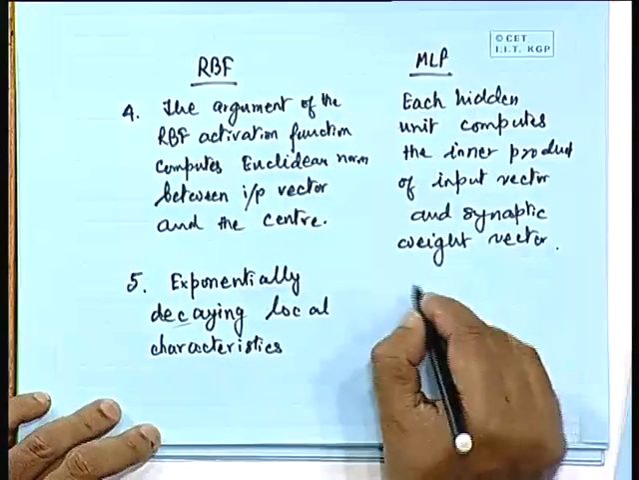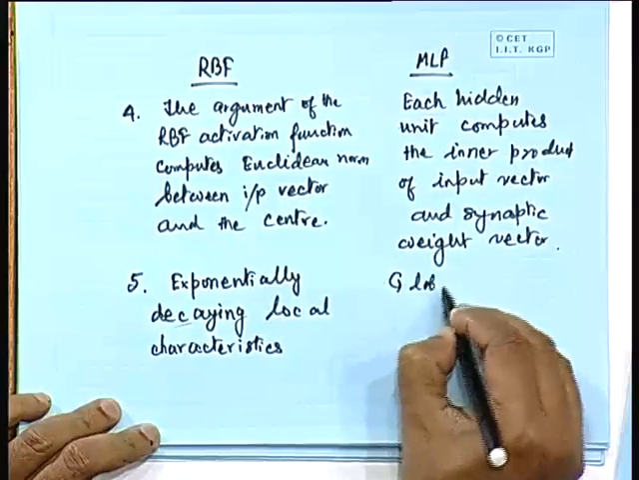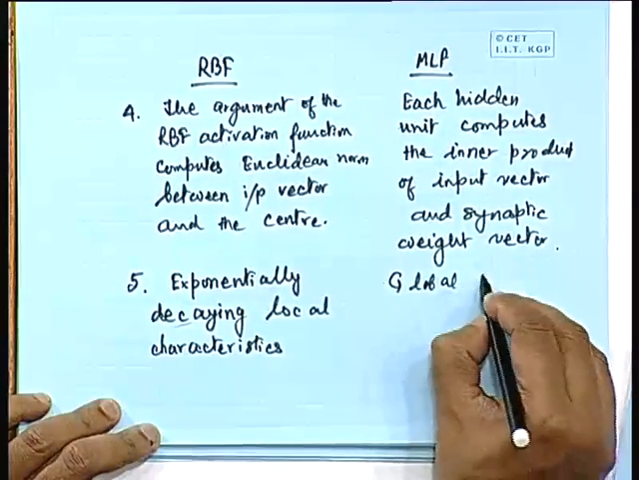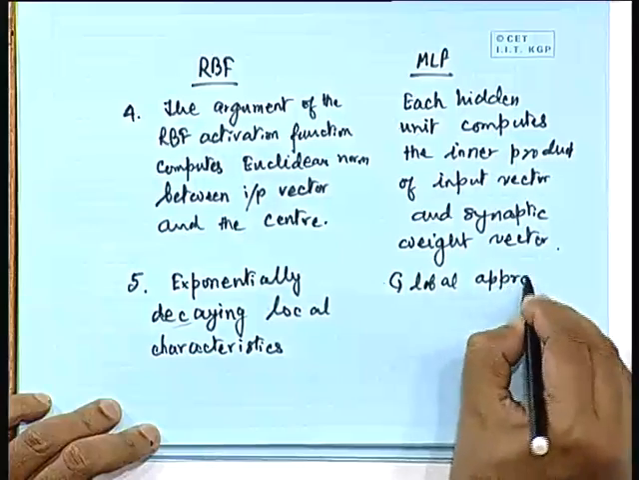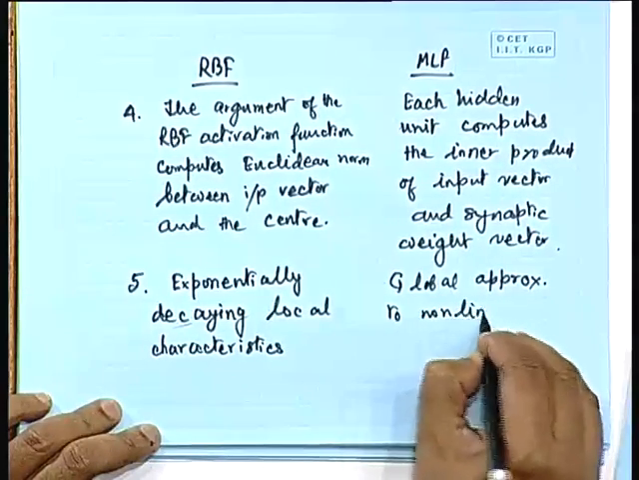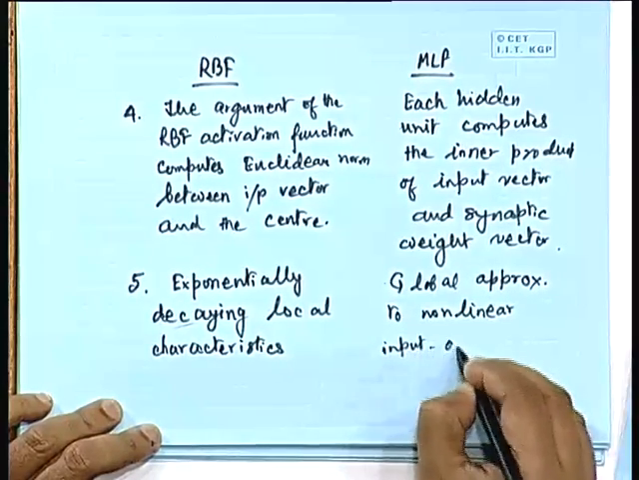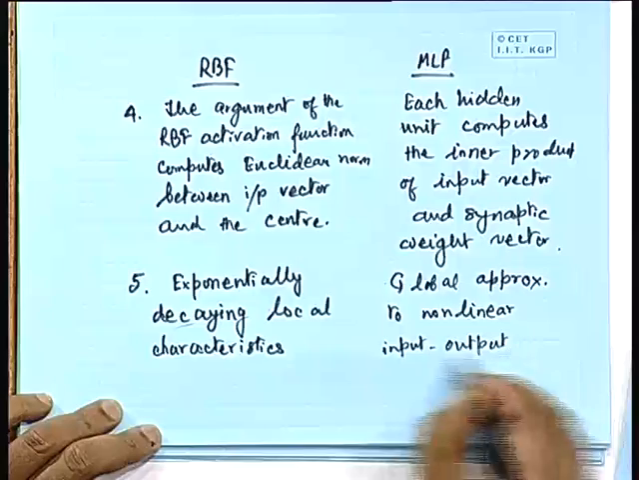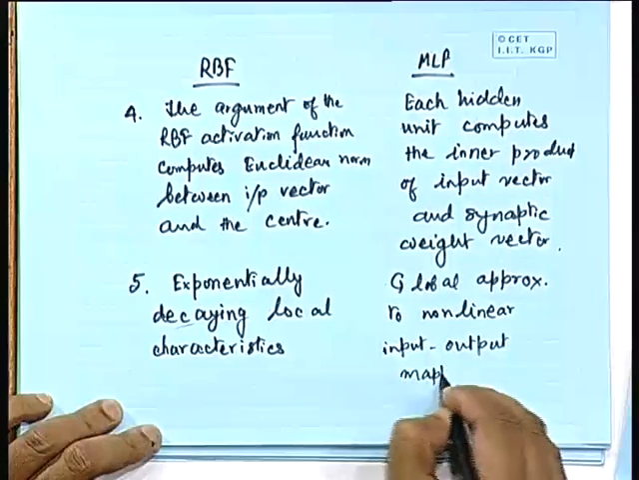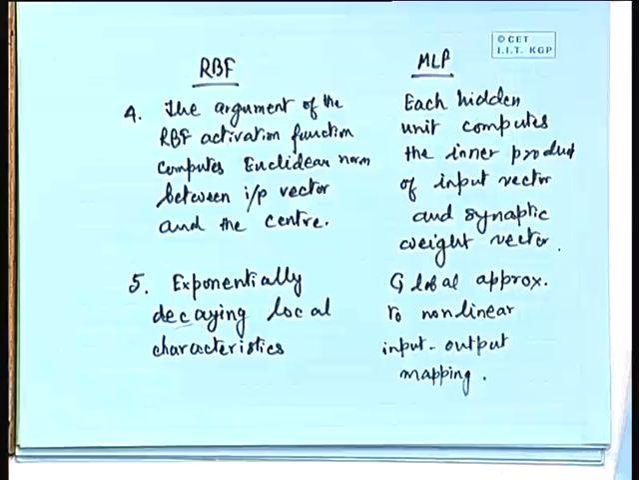Whereas, in the case of multi-layered perceptron, it is doing global approximation to nonlinear input output mapping. All right. So, I think these points are pretty obvious.